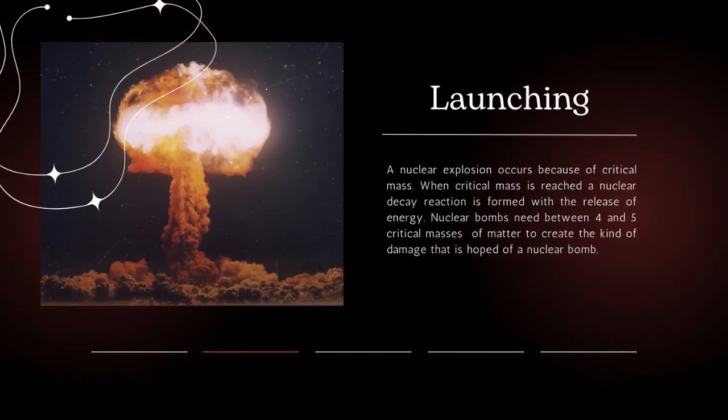A nuclear explosion occurs because of a critical mass. When critical mass is reached, a nuclear decay reaction is formed with the release of energy. Nuclear bombs need between 4 and 5 critical masses of matter to create the kind of damage that is hoped of a nuclear bomb.